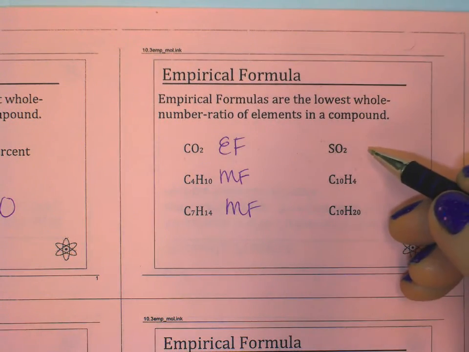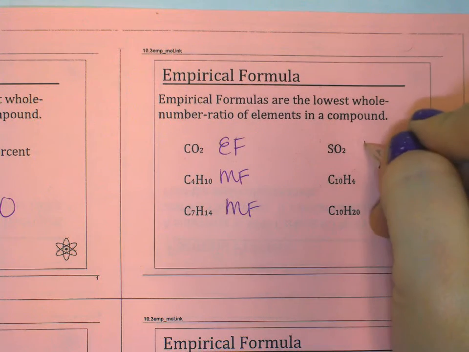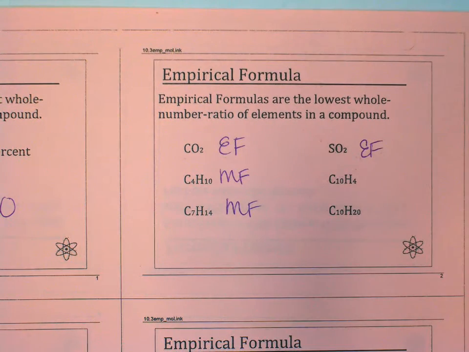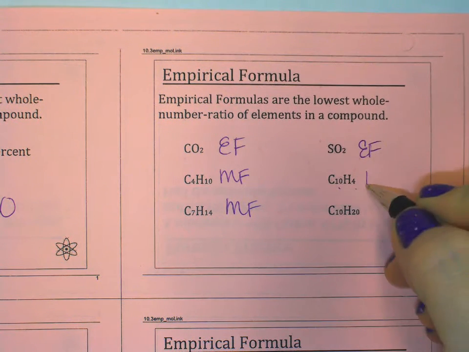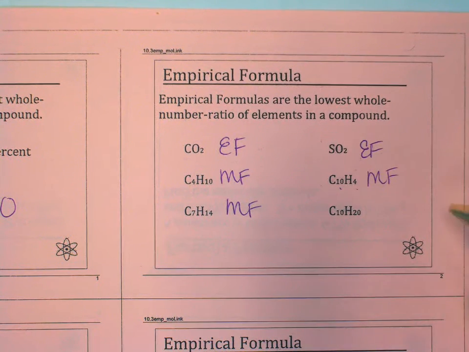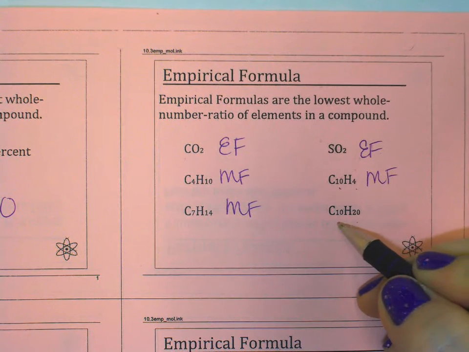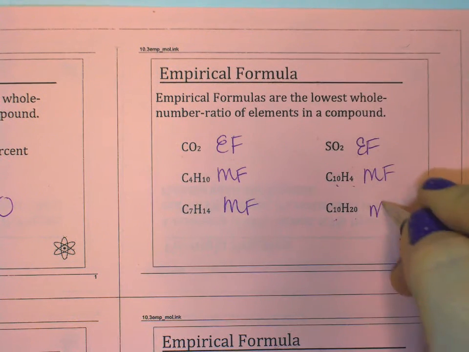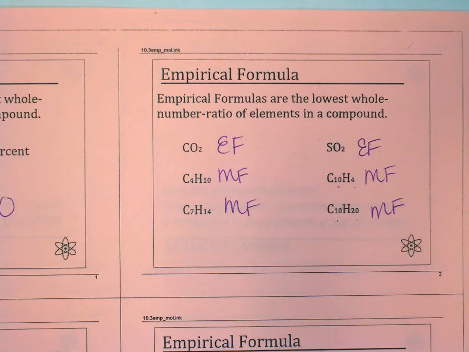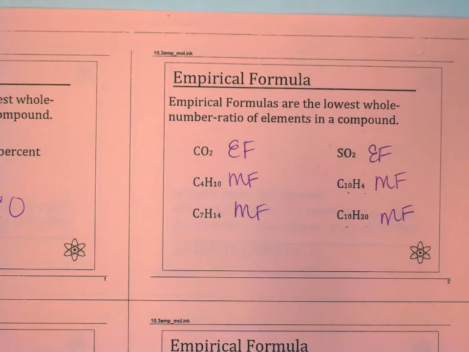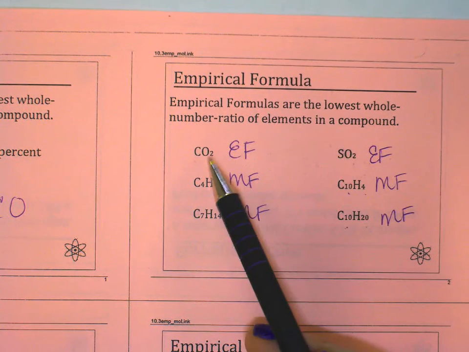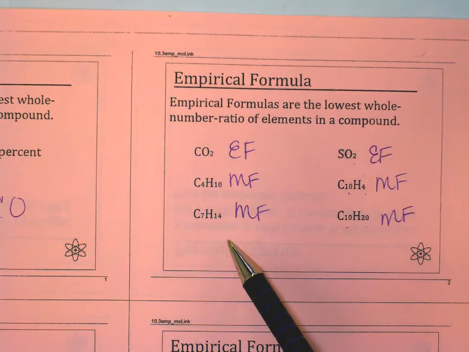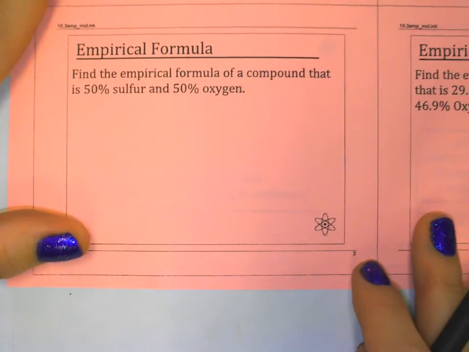Going back up to the top here, I cannot divide this anymore. That makes that an empirical formula. I can divide both of these numbers by 2, molecular formula. And I can divide both of these numbers by 10. So that is also a molecular formula. All right, so we are going to calculate empirical formulas, and then I'm going to show you how to go from your empirical formula to your molecular formula. All right, so again, you need your calculator for these.